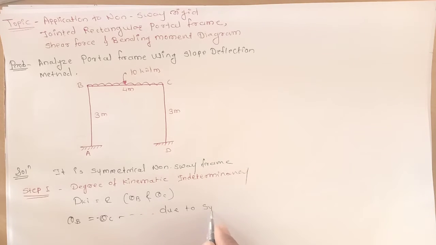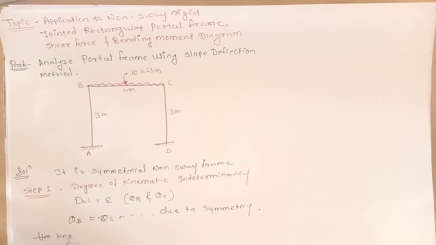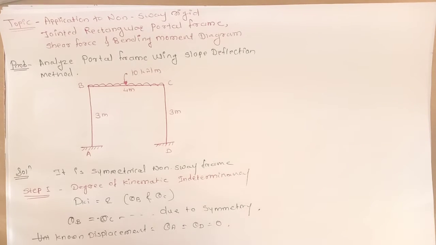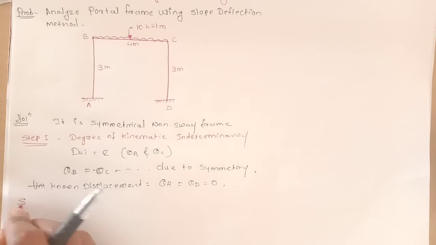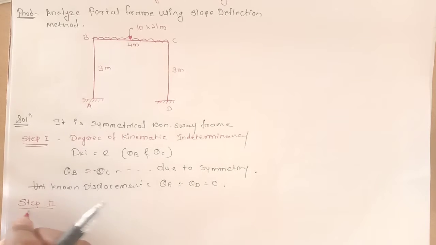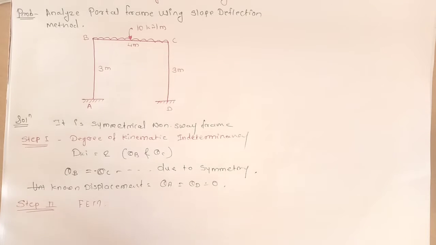Due to symmetry. Then the known displacements are theta A is equal to theta D is equal to 0. Then after that, step number second, that is to find out the fixed end moment, that is FEM.